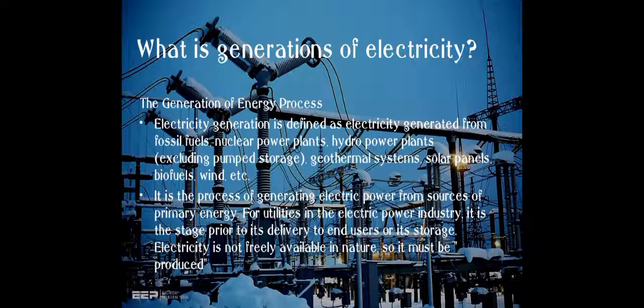Electricity generation is defined as electricity generated from fossil fuels, nuclear power plants, hydropower plants, geothermal systems, solar panels, biofuels, wind, and so on. It is the process of generating electric power from sources of primary energy. For utilities in the electric power industry, it is the stage prior to its delivery to end users or its storage. Electricity is not freely available in nature, so it must be produced.